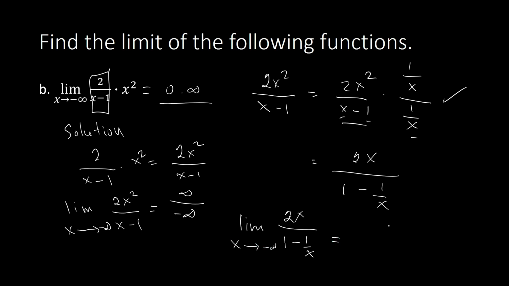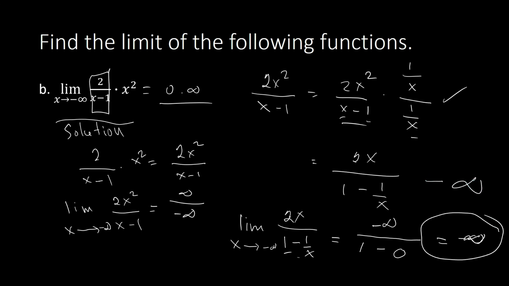So 2 times x as x approaches negative infinity is just negative infinity. Now look at this. What is the limit of 1 as x approaches negative infinity? 1 is a constant, so that's just equal to 1. What is the limit of 1 over x as x approaches negative infinity? That is 0. So negative infinity divided by 1 is just negative infinity. So the limit of this function as x approaches negative infinity is equal to negative infinity.